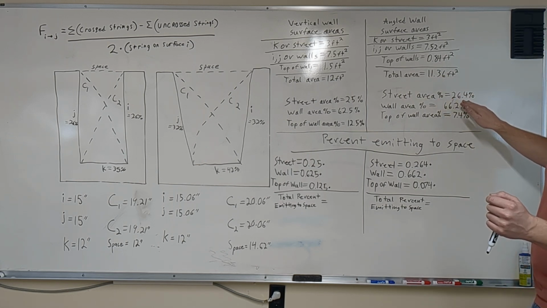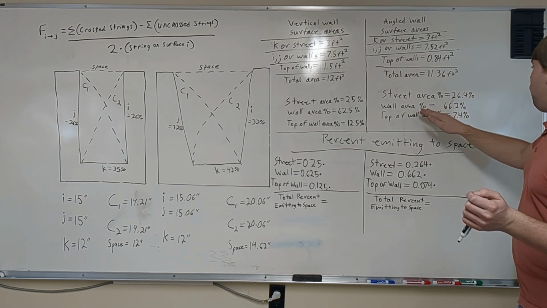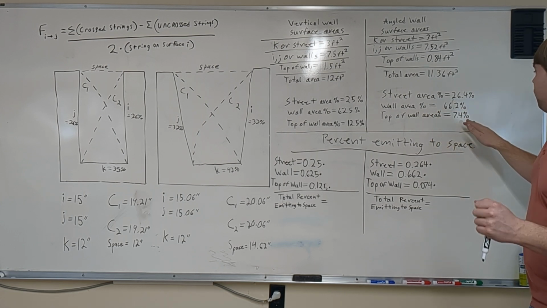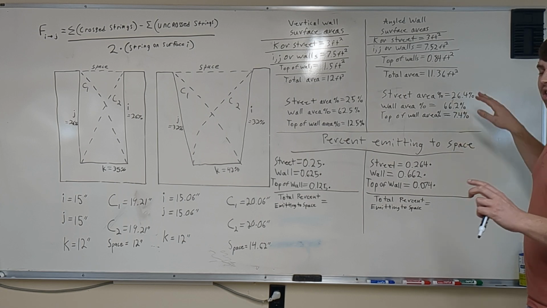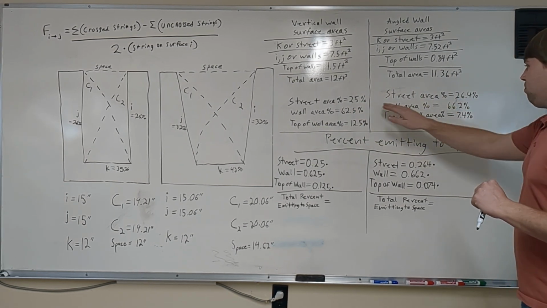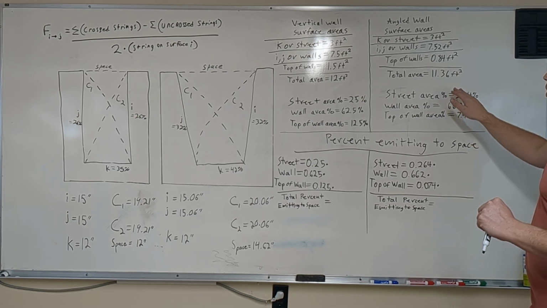And that gives us a street area of 26.4%, a wall area of 66.2%, and a top of wall area of 7.4%. This is just the percent of the total area. That's why our street area is different between the two, because there's a different total area.